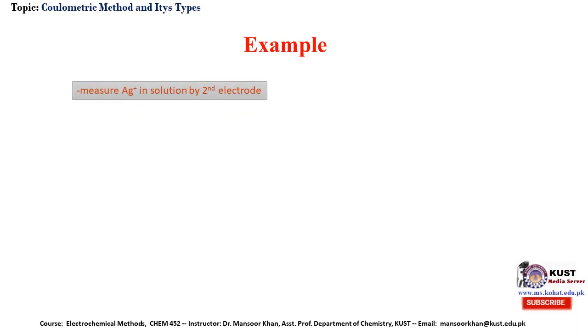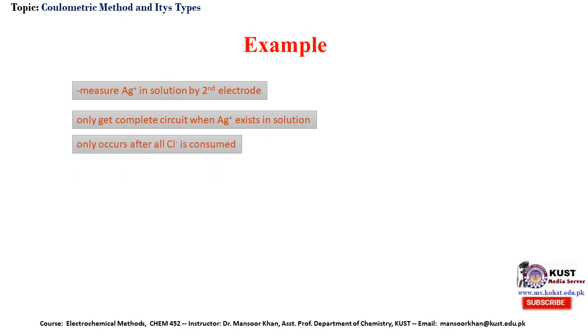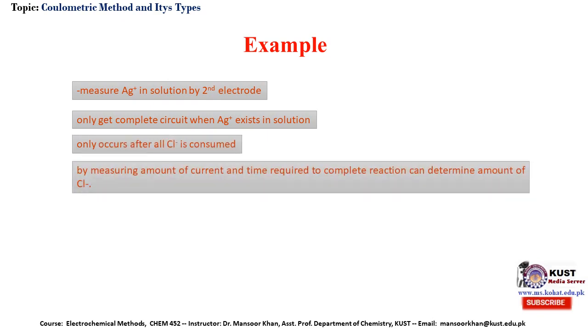Another example is measuring Ag in solution by a second electrode. We only get a complete circuit when Ag exists in the solution. This only occurs after all the chloride is consumed. So by measuring the amount of current and time required to complete the reaction, the amount of chloride can be determined. The amount of Ag which is consumed will be the basis for the amount of chloride which is present in the analyte.